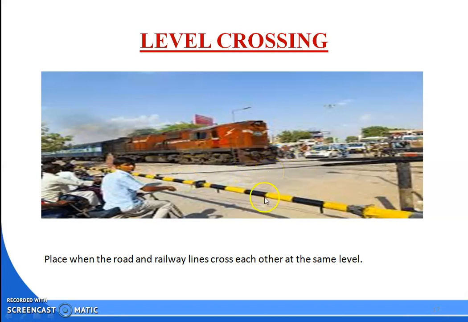Okay. Next, this means that the grade, the road and the track, are not separated by using a bridge or tunnel. Here the level of the road and the level of the railway are the same. So whenever we provide any tunnel or bridge here, we can separate them, because both are available at the same level.